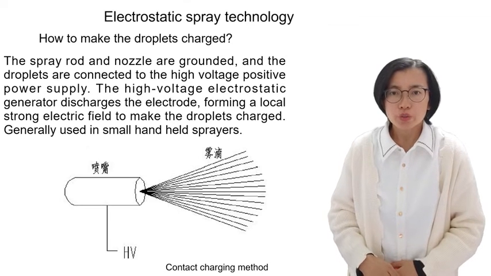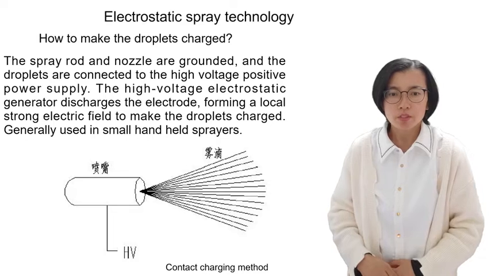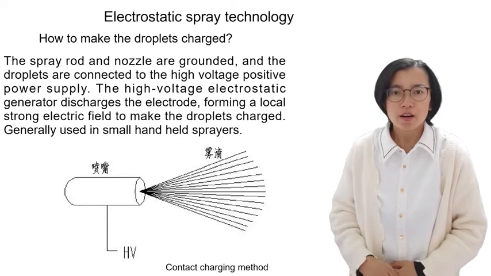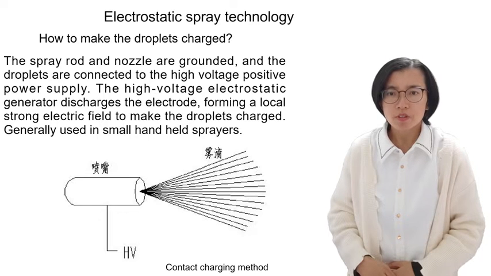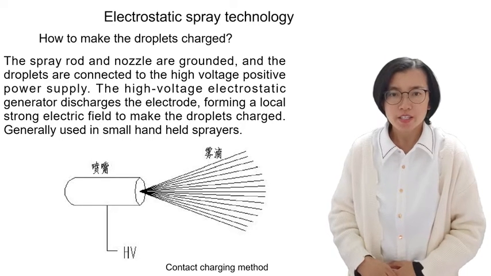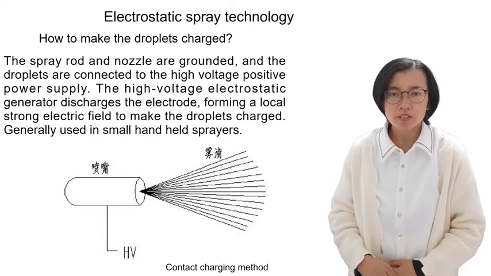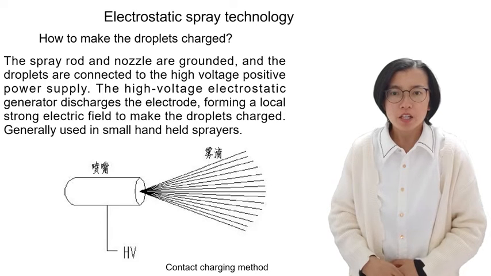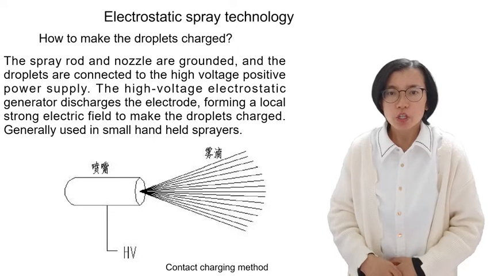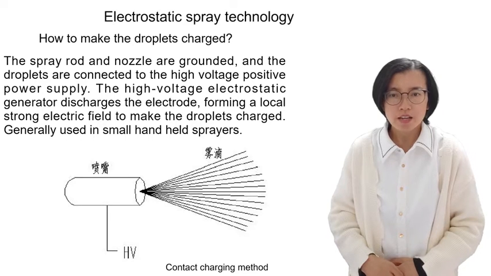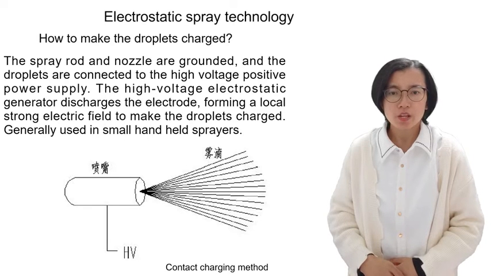The second way to charge the droplet is named the contact charging method. The spray bar and the nozzle are grounded, and the droplets are connected to the high voltage positive supply. The high voltage electrostatic generator discharges the electrode, forming a local strong electric field to make the droplet charged. This kind of method is generally used in small handheld sprayers.